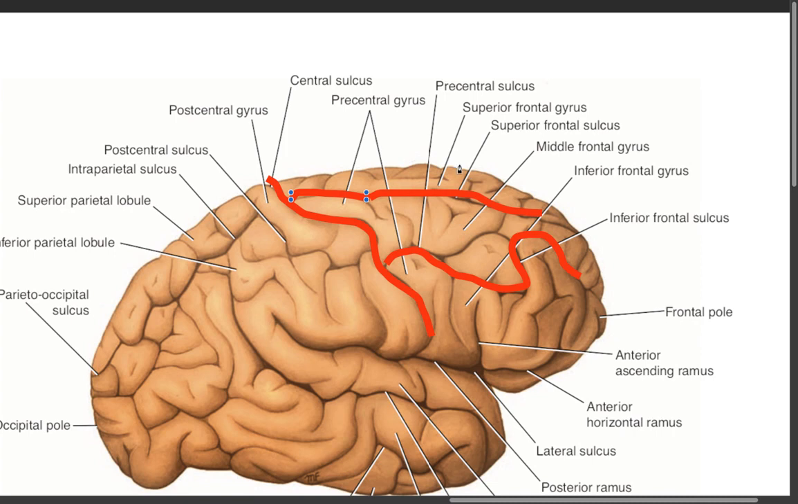Above the superior frontal sulcus, we have the superior frontal gyrus. Below the superior frontal sulcus and above the inferior frontal sulcus is the middle frontal gyrus, and inferior to the inferior frontal sulcus is the inferior frontal gyrus. So we have superior, middle, and inferior frontal gyri separated by the superior and inferior frontal sulci. Going now to the posterior part of the central sulcus. Again, this is the central sulcus that separates frontal from the parietal lobe, having the precentral and the postcentral gyrus.